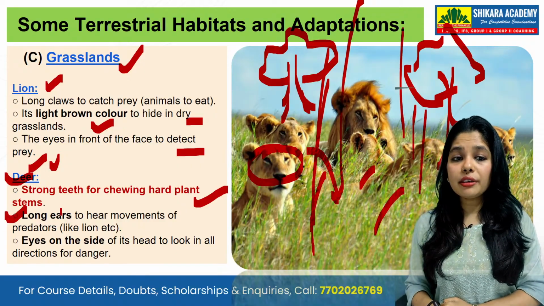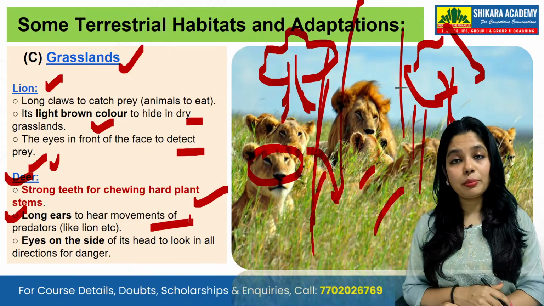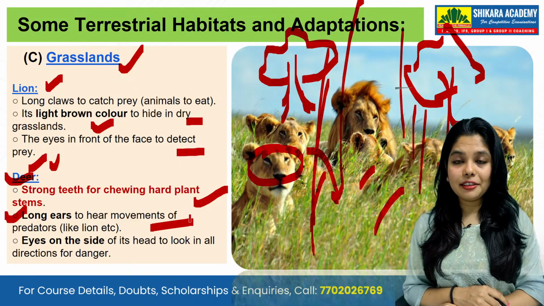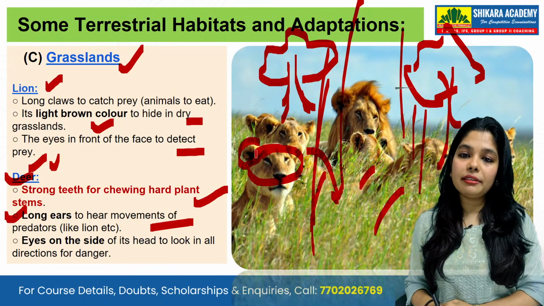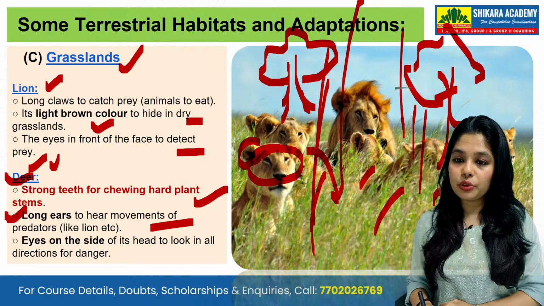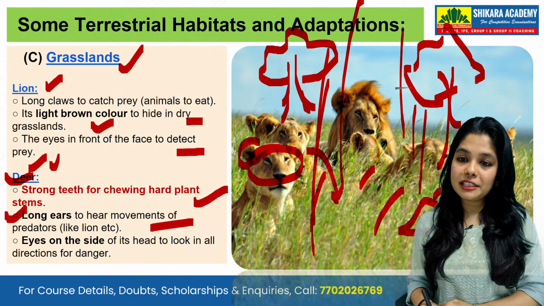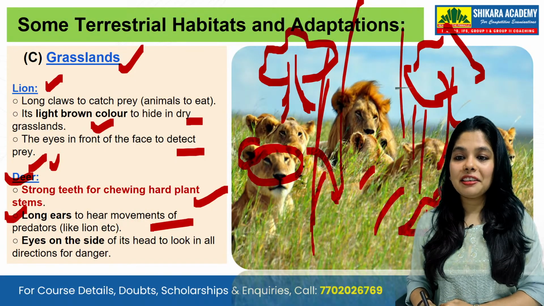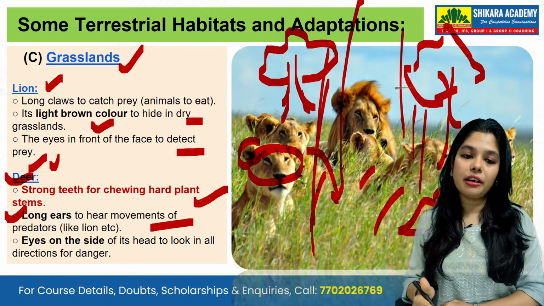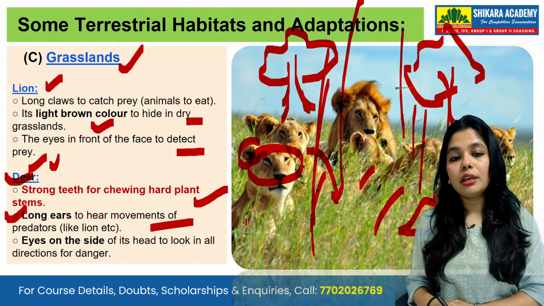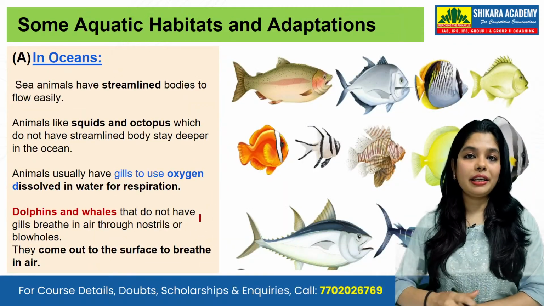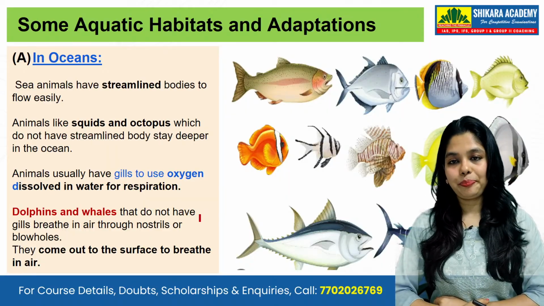They have long ears to hear the movement of the predators. The ears of the tiger and lion are normal. But if we talk about the ears of a deer, you can see it is like this, right? This is the ear of a deer. It is long enough. Eyes are on the side to look in all directions for dangers. So their eyes are on the side to look in all directions.